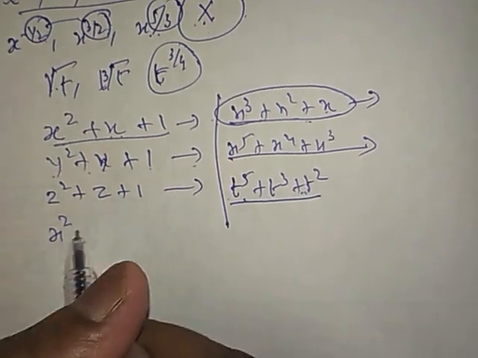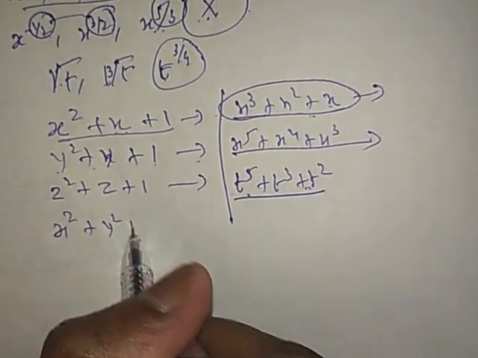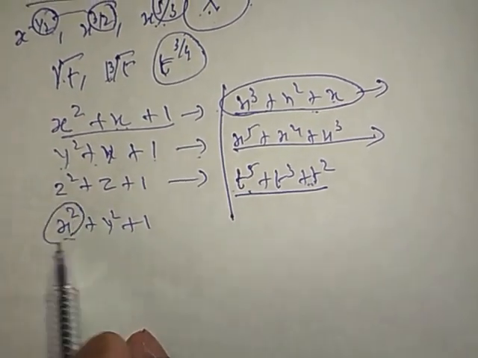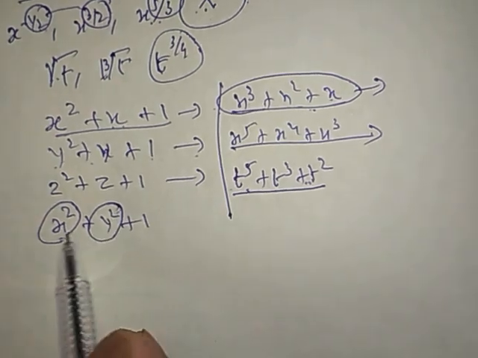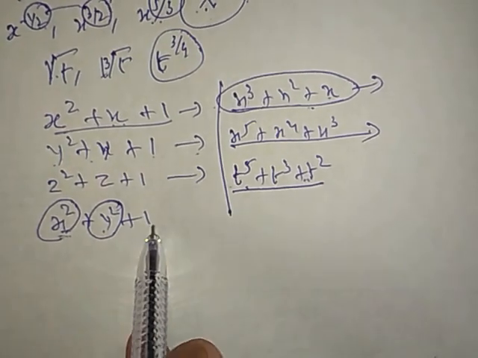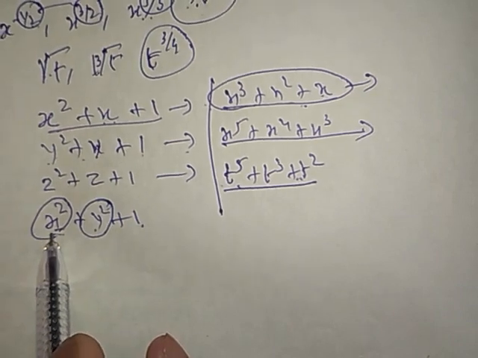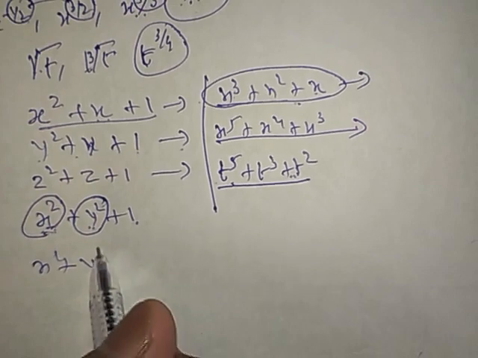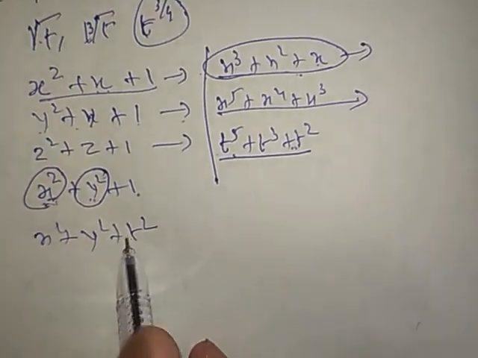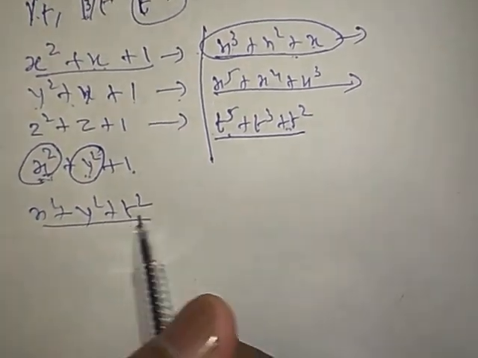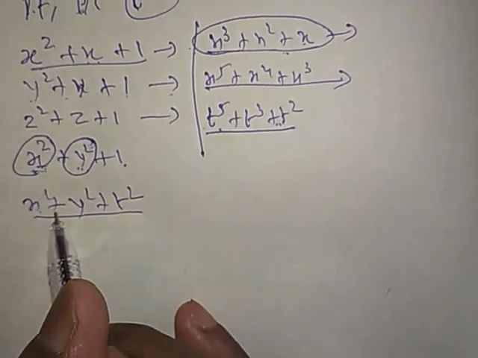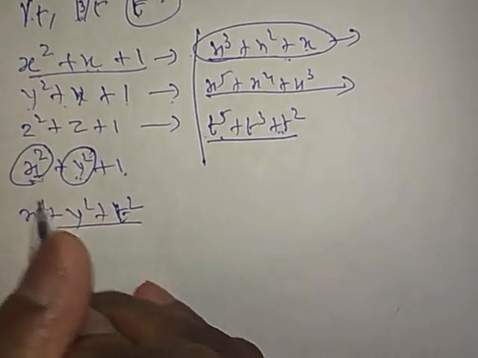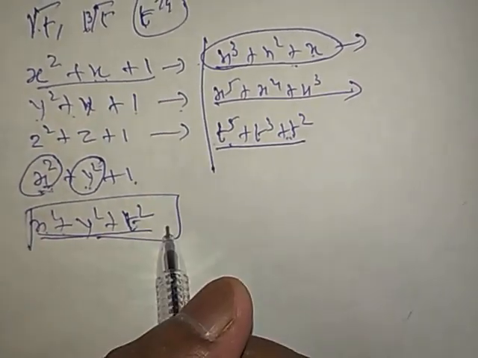Suppose it is like this: x square plus y square plus 1. Here it becomes two variables. Why? Because x is there and y is also a variable, so it becomes two variables. It is a polynomial, but a polynomial in two variables. Suppose it is x square plus y square plus t square, so it becomes three variables. It is a polynomial, but of three variables.